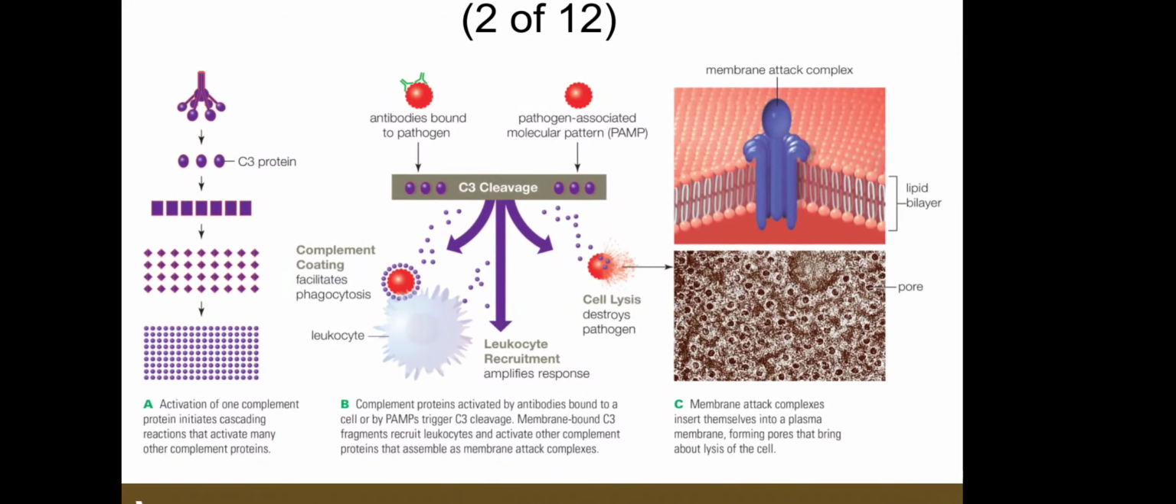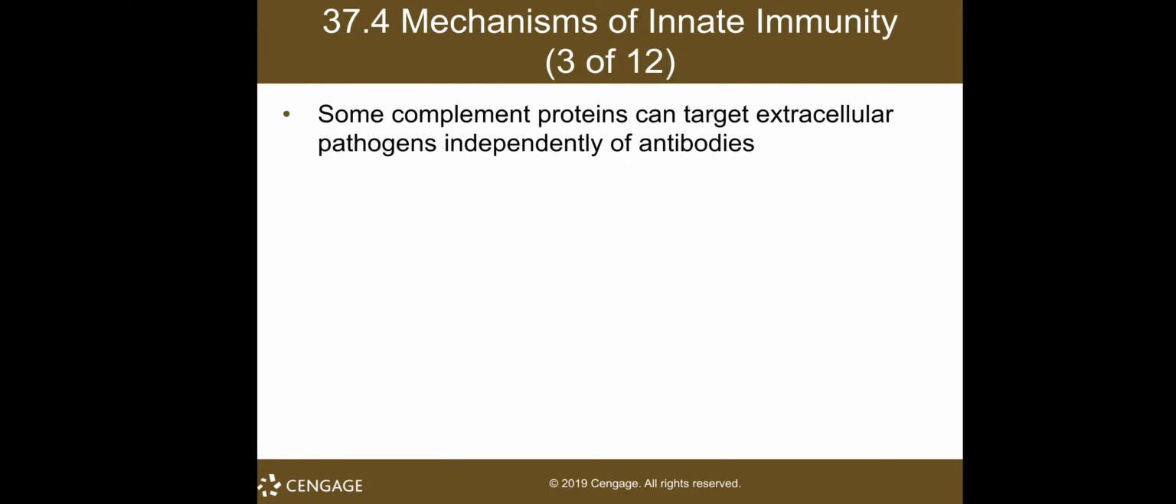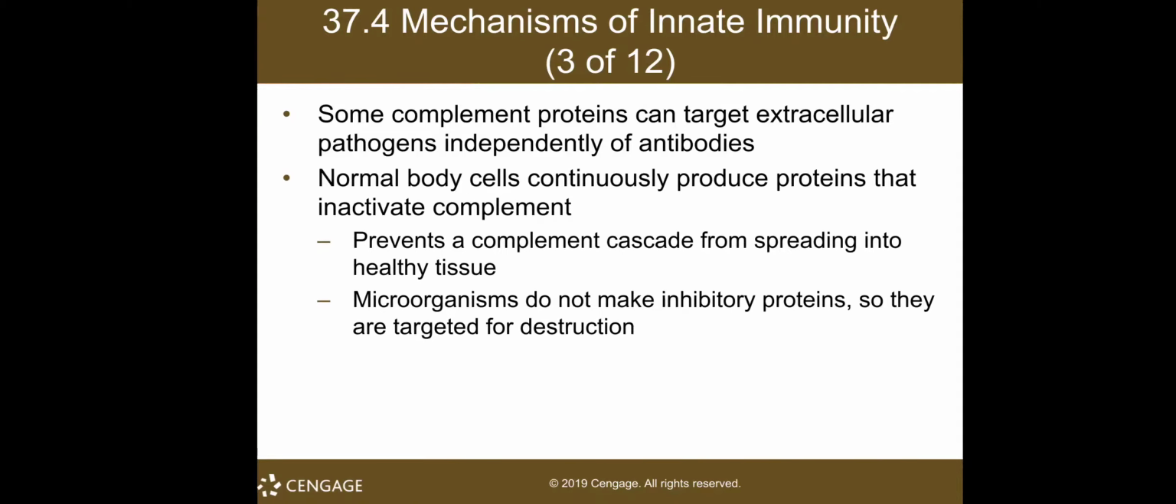Those are some of the ways the complement system fights off pathogens and involves itself in the innate immune response. Some complement proteins can target extracellular pathogens independently of antibodies. Normal body cells continuously produce proteins that inactivate the complement. This prevents our innate immune response from attacking our own cells and prevents the complement cascade from spreading into healthy tissue. It is only contained in the area where the pathogens are, and not on other nearby areas, because otherwise it will induce necrosis in that area, which is actually quite bad.